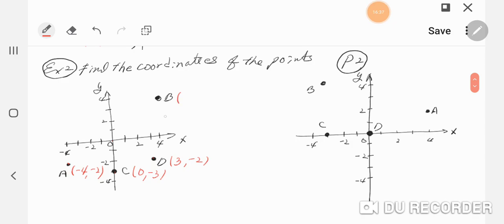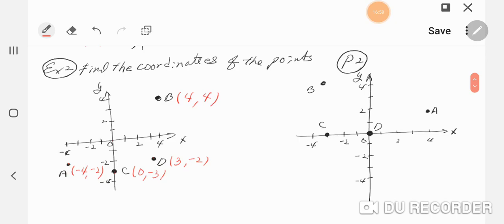Okay, the point B is over here, so if you bring it down to the x-axis, we are moving 1, 2, 3, 4 units to the right. So right is positive. And then how many units going up? 1, 2, 3, 4 units up. So the y coordinate is 4.